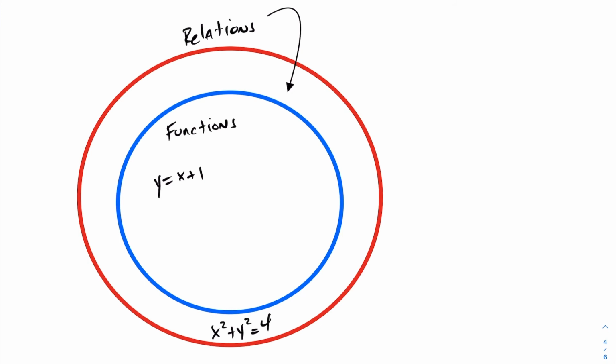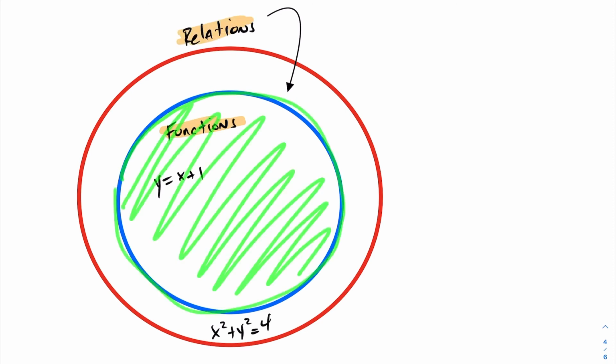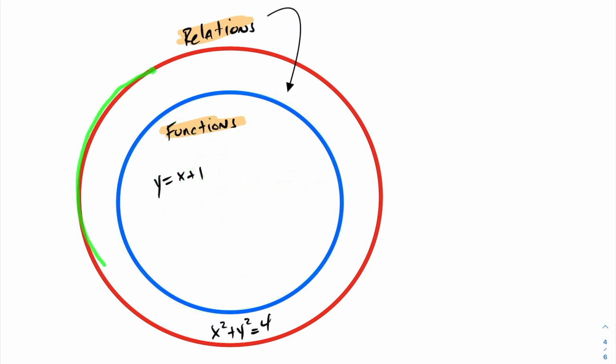So just to summarize what we've been talking about, every single function, if you have an expression that is a function, it is automatically a relation, because the set of all functions are contained inside of a larger set, and that is the set of all relations. So again, every function is a relation, but not every relation is a function. Let's take a look at some examples.